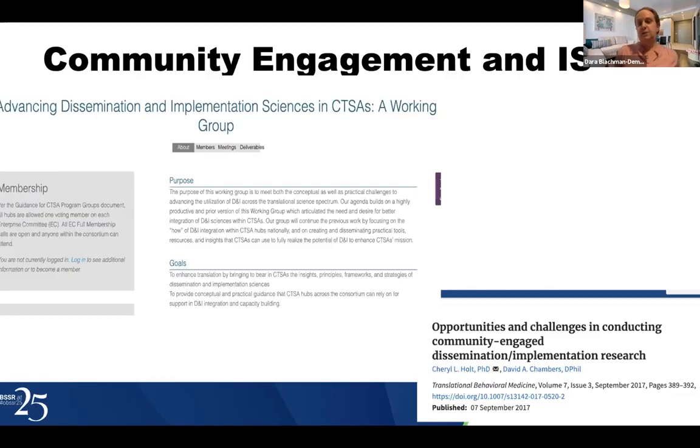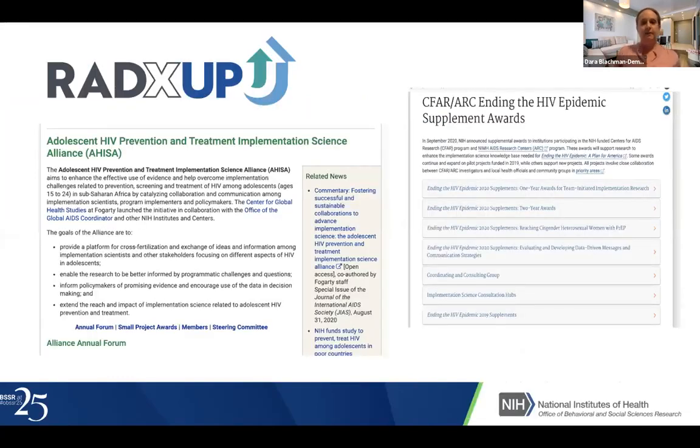The CTSAs, which we all know have a really long-standing groundwork in community engagement, have really begun more significantly working to integrate dissemination and implementation science into their work. As well, just a couple of other examples. I mentioned AHISA earlier. We're all familiar with the RADXUP initiative, which I think is another nice example of bringing implementation science methodologies into that effort, which really was focused on community engagement and true partnerships.